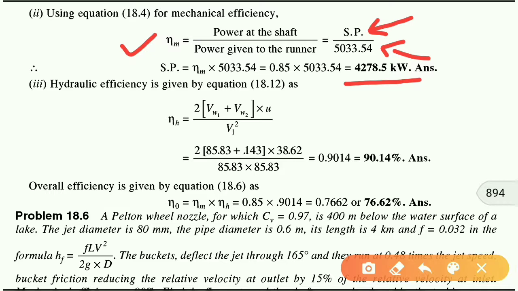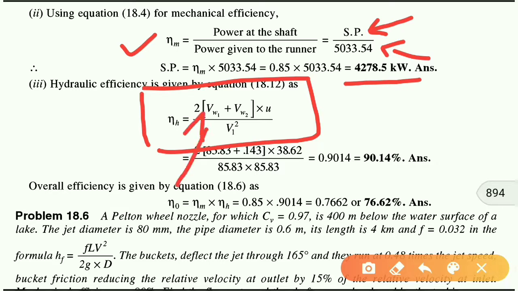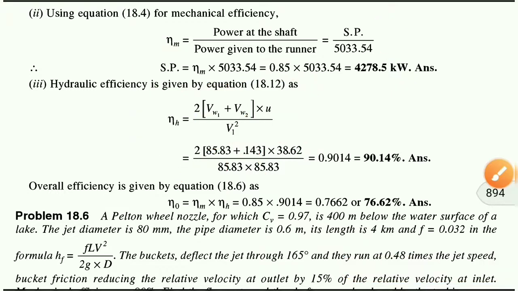The next thing is the hydraulic efficiency, which is equal to twice into the bracket Vw1 plus Vw2 multiplied by U divided by V1 square. So this is the formula for the hydraulic efficiency. We know the values of Vw1, Vw2, small u and V1. So all these values are known to us. Just put those values, we will get the value of the hydraulic efficiency as 0.9014. In percentage it can be written as 90.14%.